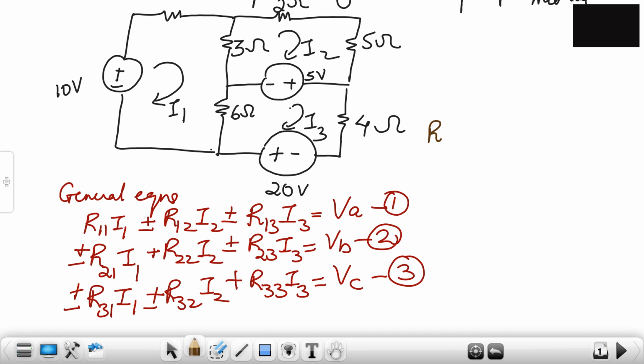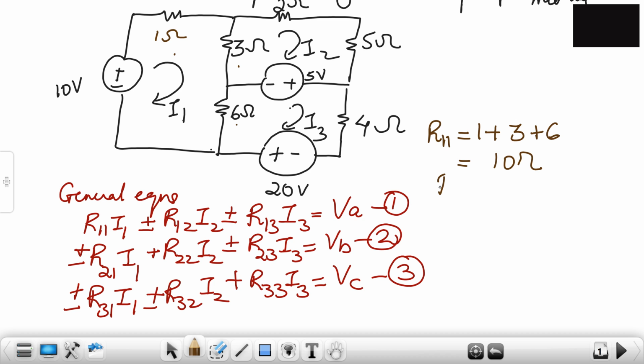What is R11? R11 will be your self-resistance. This is 1 ohm. What is R11? Self-resistance with respect to loop 1. That will be 1 plus 3 plus 6. That is nothing but 10 ohms.